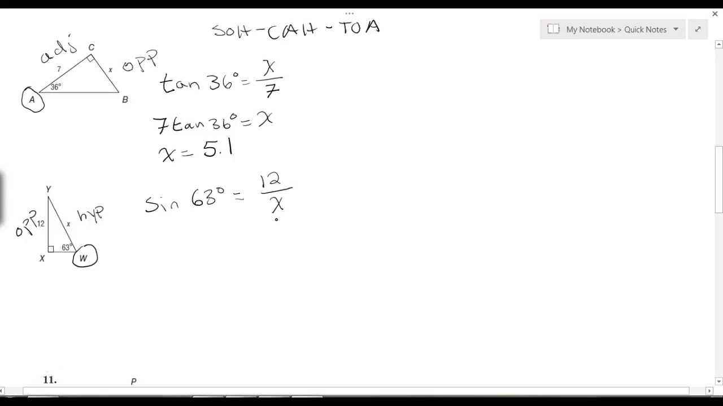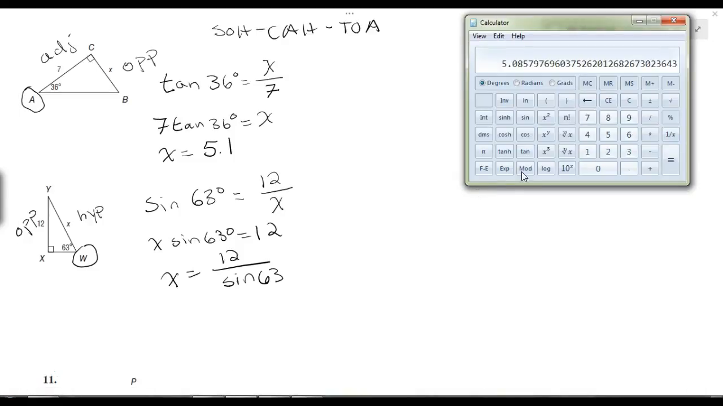I want to get x by itself, so I'm going to multiply both sides by x first. I get x times the sine of 63 degrees equals 12. And then I'm going to divide both sides by sine of 63. So I get x equals 12 divided by sine 63. So let's go ahead and put that in our calculator. 12 divided by 63 sine equals 13.47.